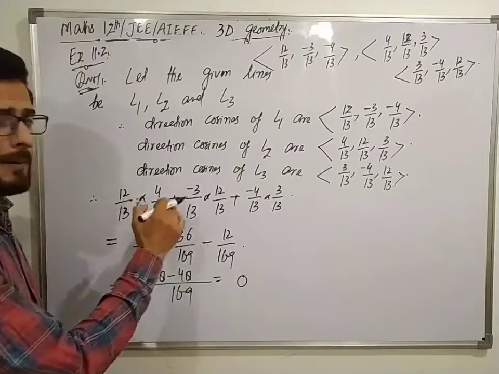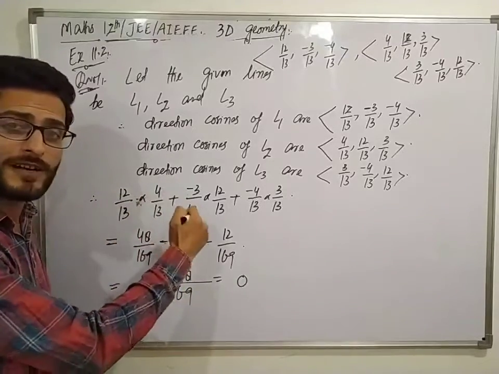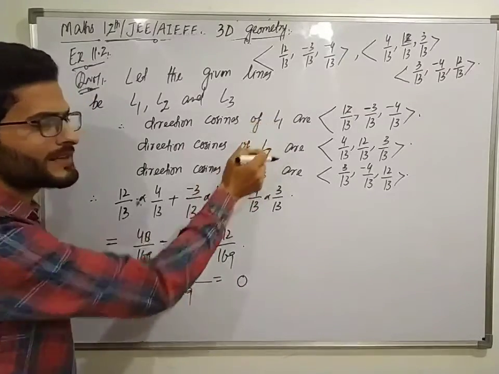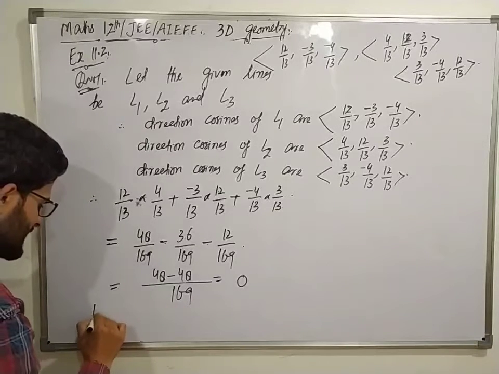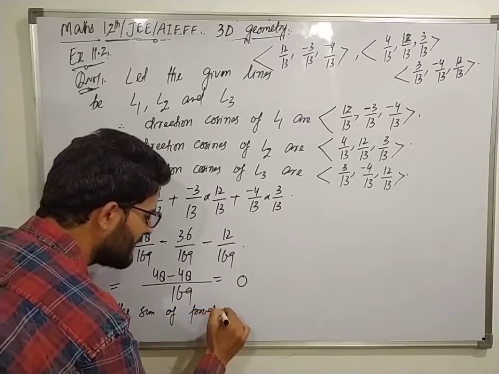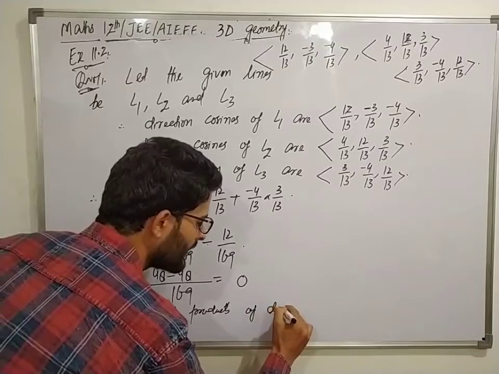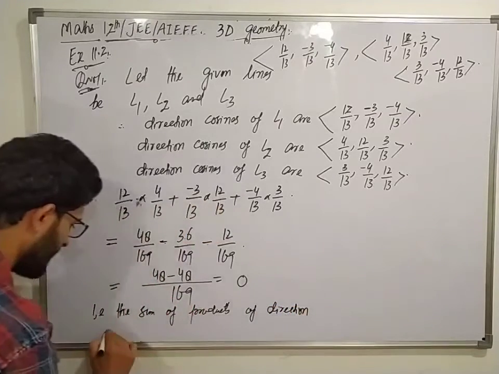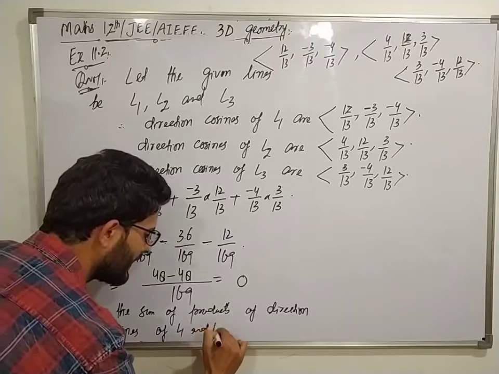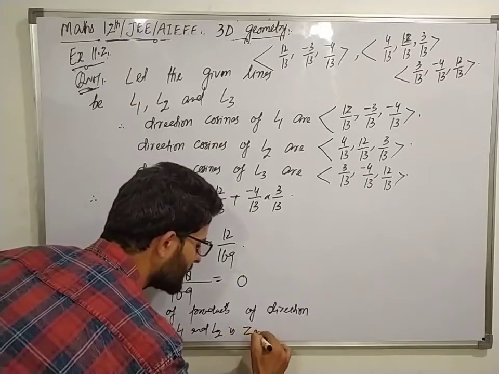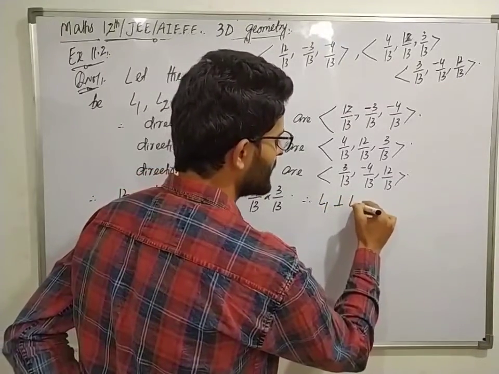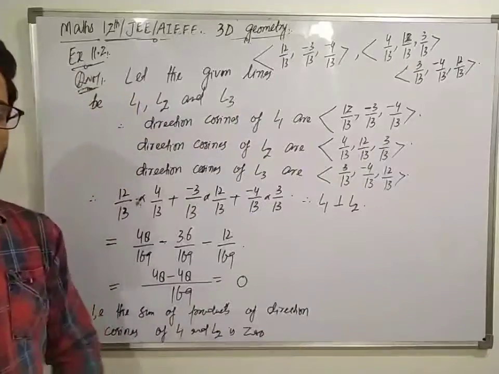It means the sum of products of direction cosines of line first and line second comes out equal to 0. So this means line first and line second are perpendicular to each other. That is, the sum of products of direction cosines of L1 and L2 is 0. Therefore L1 is perpendicular to L2.